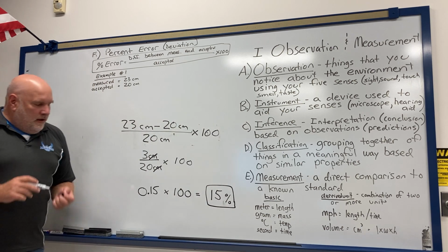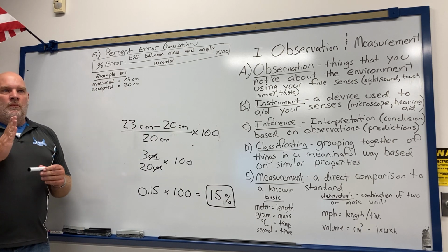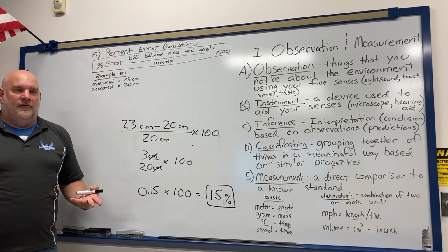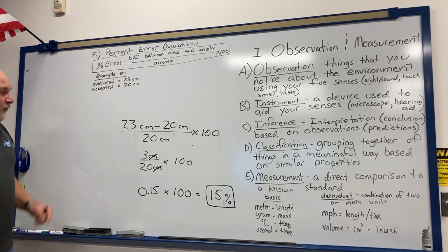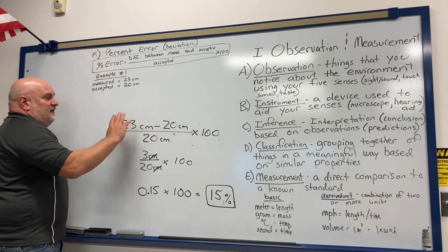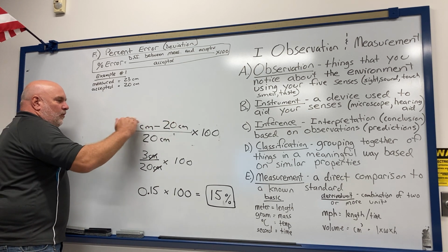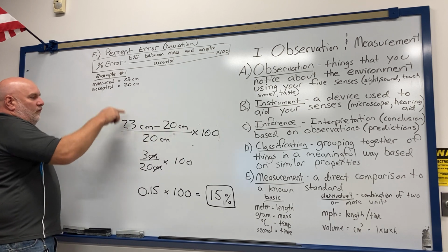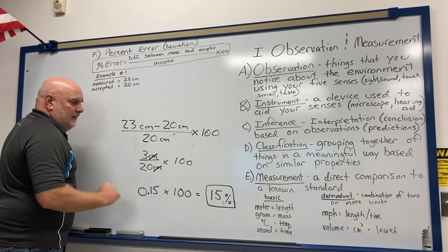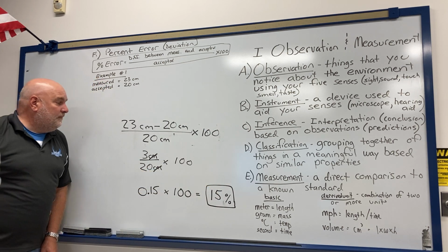So that's how much error there was in my measurement. My measurement was off by 15%. So that's how you do a percent error problem. The difference between the measured and accepted, the bigger one minus the smaller one, over the accepted, whole thing times 100, and that gives you percent error.